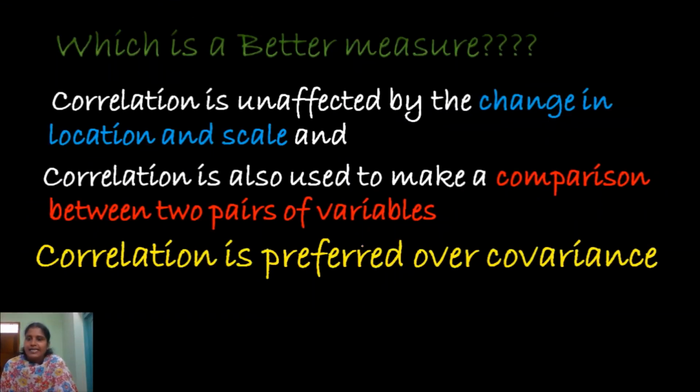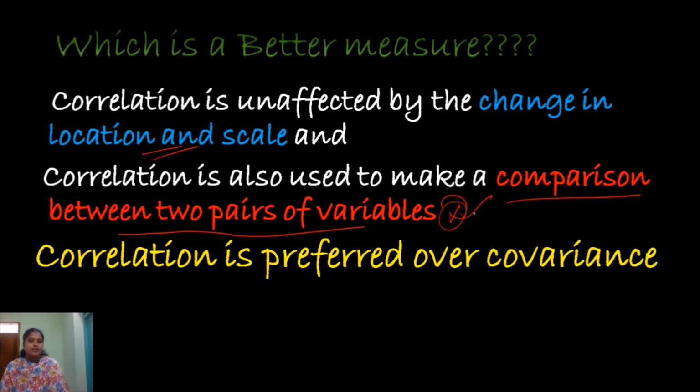Now let's come to a conclusion. Which is a better measure? Based on the discussion, correlation is unaffected by change in scale and location, and it is also used to make a comparison between two pairs of variables. It's a very important thing. So I prefer correlation as better than covariance. Covariance is a computational stepping stone for correlation, but correlation is preferred over covariance because of these reasons.